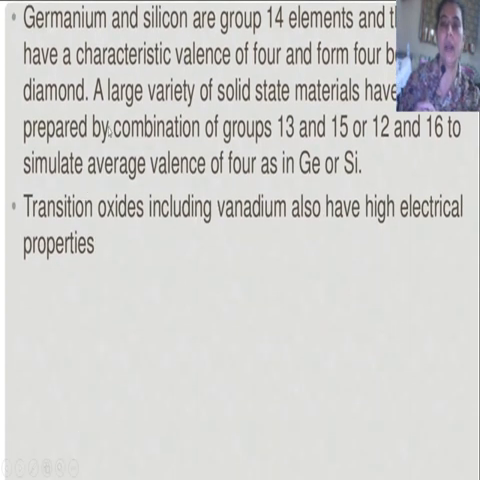Germanium and silicon are group 14 elements and therefore have a characteristic valency of 4 and form 4 bonds as in diamond. A large variety of solid-state materials have been prepared by combination of group 13 and 15 or 12 and 16 to simulate an average valency of 4 as in germanium or silicon. Transition oxides including vanadium also have high electrical properties.